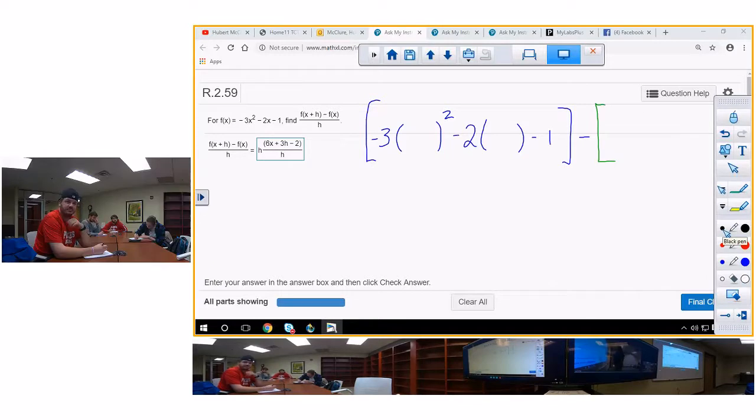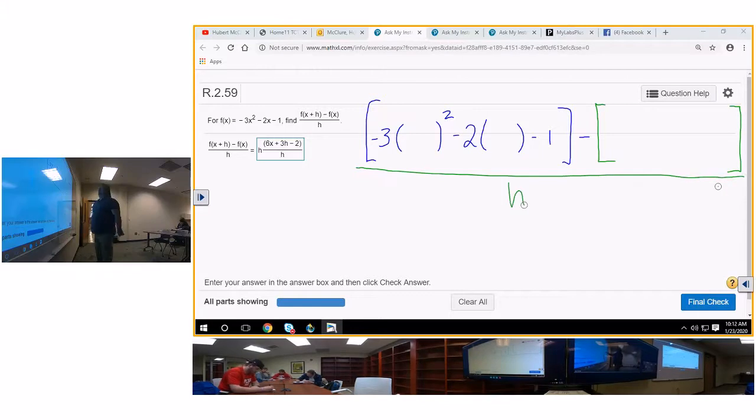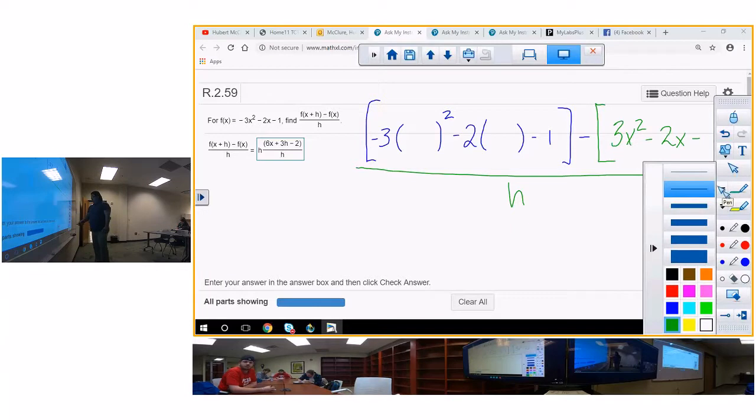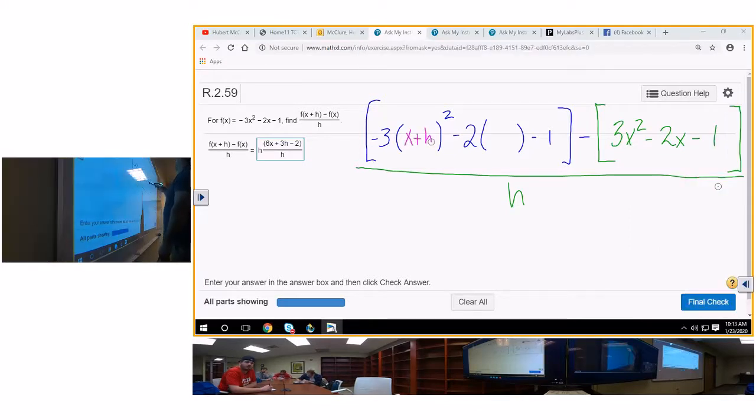Okay, so now I'm going to plug in what I need to plug in. Now this is 3x squared minus 2x minus 1. And then I'm going to take my magenta marker, and what am I going to plug into these two right here? x squared and... No. What am I going to plug in? x plus h. It clashes, but I'm sorry.